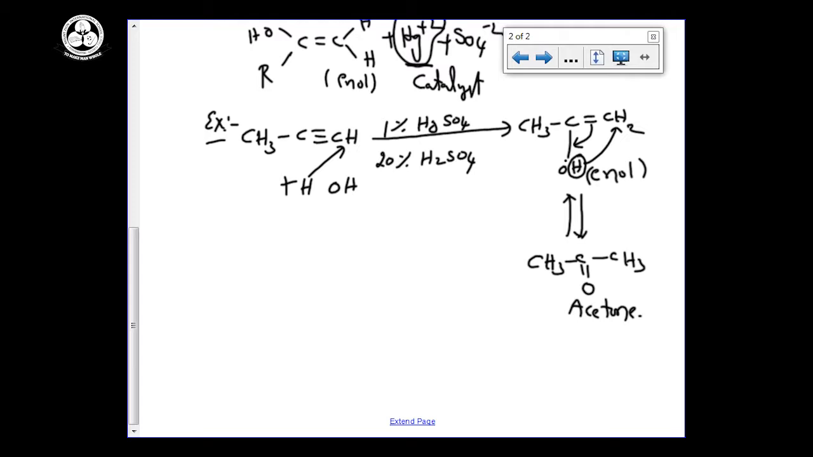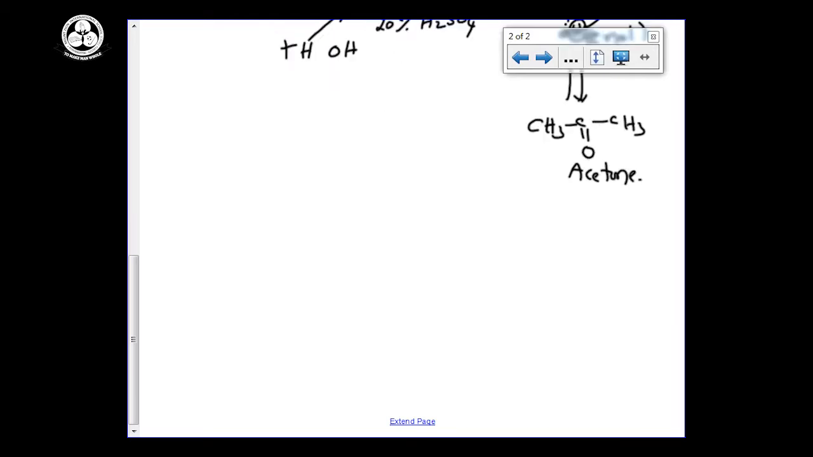Then the second one is addition of water. One more reaction we have, that is hydroboration oxidation. The second one is hydroboration oxidation.